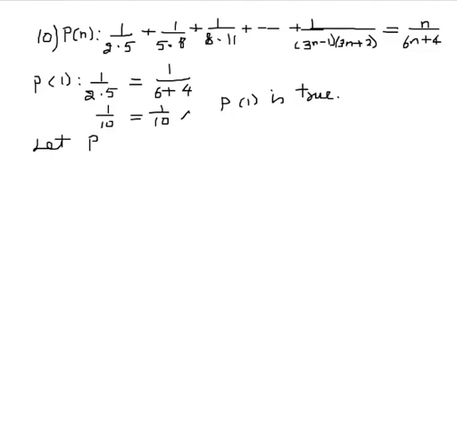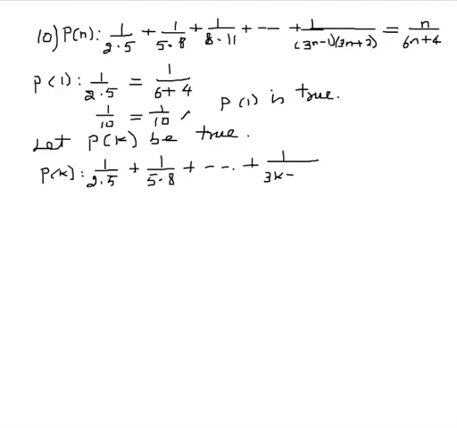Now let P of k be true. Now P of k statement is 1 by 2 into 5, 1 by 5 into 8, plus etc. Kth term I am writing 3k minus 1 into 3k plus 2 equal to k divided by 6k plus 4. Now the result to be proved.